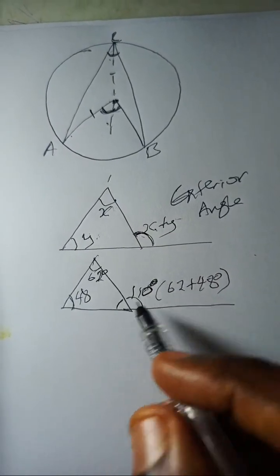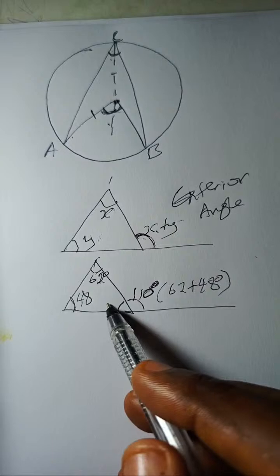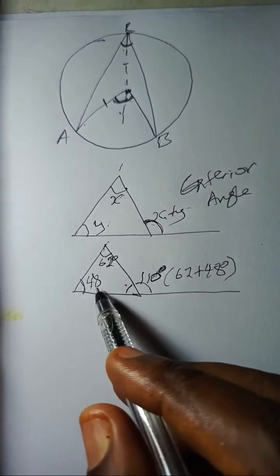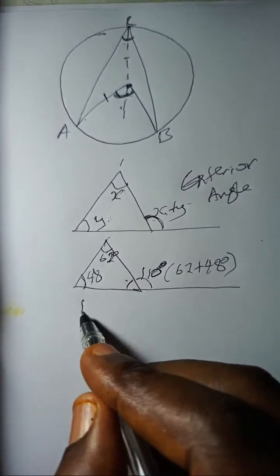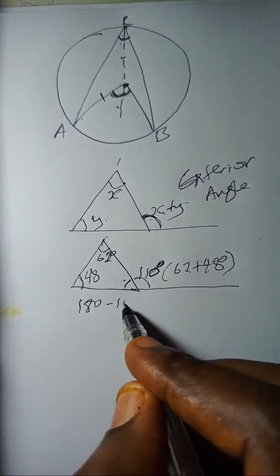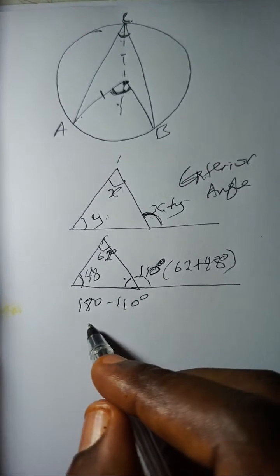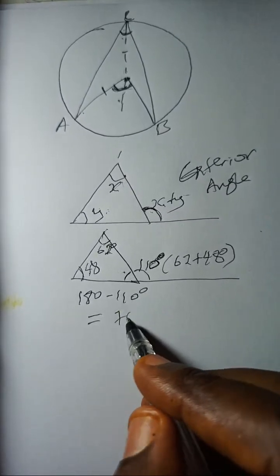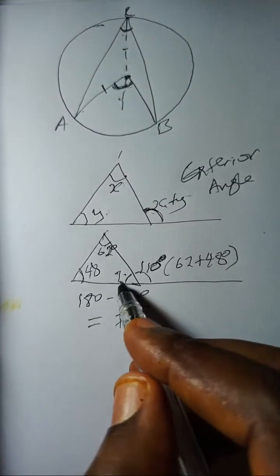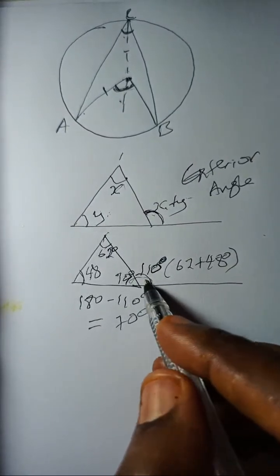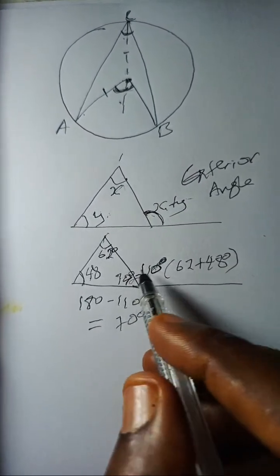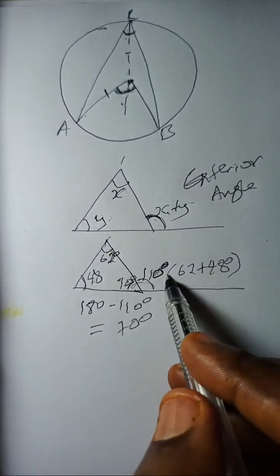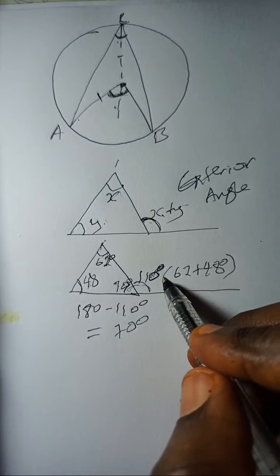Let's verify. The sum of this, this and this should be 180. So we say 180 minus 110 degrees. We all know what that will give us: 70. So this place will be 70, and this is the angle on a straight line. You can see the addition of this and this is 180. This has validated that the sum of these two gives us the exterior angle, and that's one of the rules in the triangle.